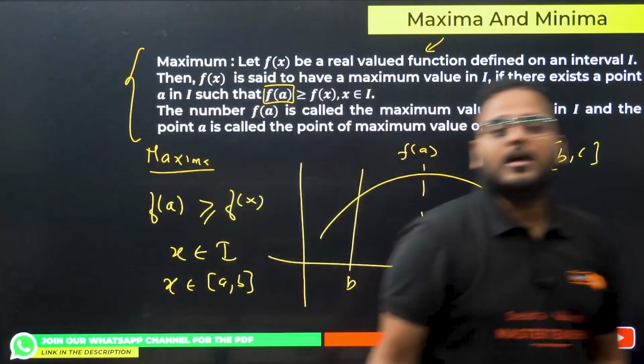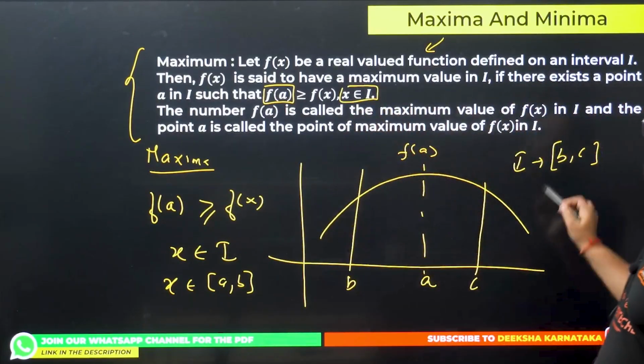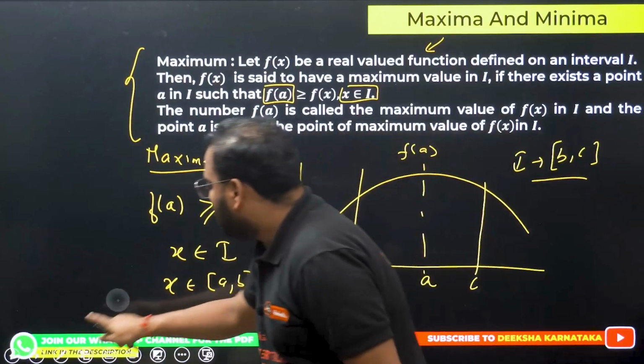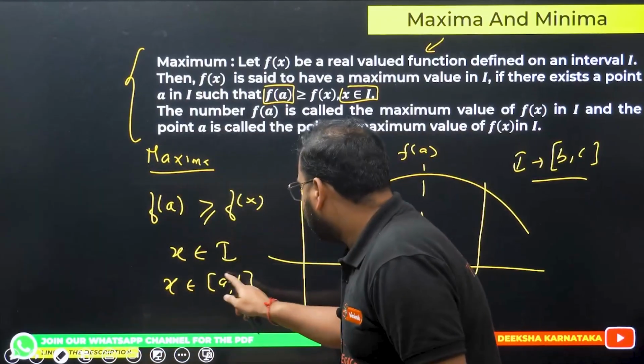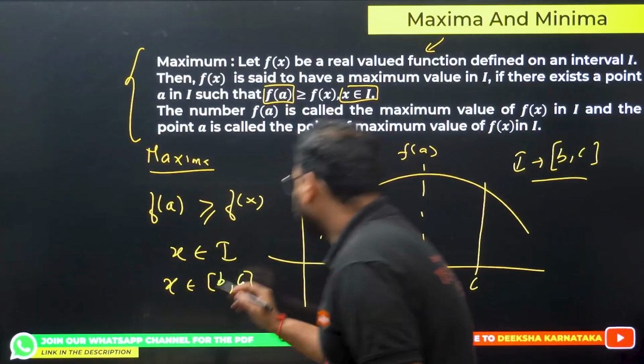X belongs to the interval A comma B. See here, x belongs to the interval I. Okay, I is defined like, sorry, not A comma B, B comma C. I made a mistake over here. Let me just correct that. The interval is not A comma B, sir, it is B comma C. Okay, I've taken it in that fashion.